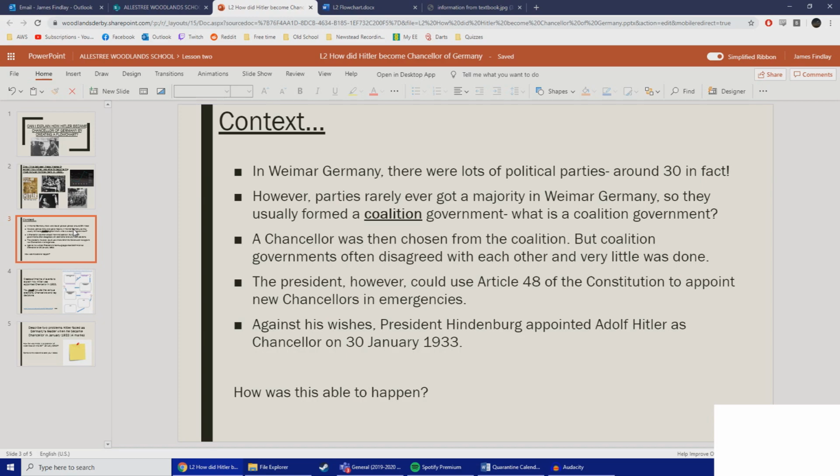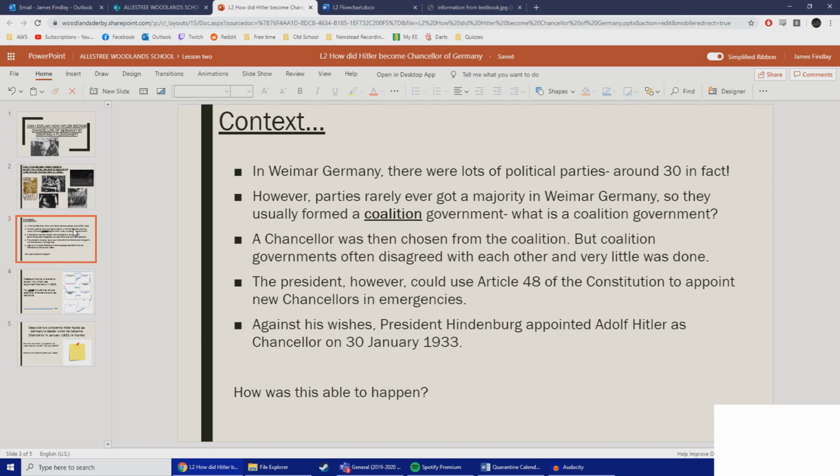The President, however, is someone that's above the Chancellor. They are not connected to a political party technically. They are completely removed, a bit like our Queen in this country now. They could use Article 48 of the Constitution to appoint new chancellors in emergencies.